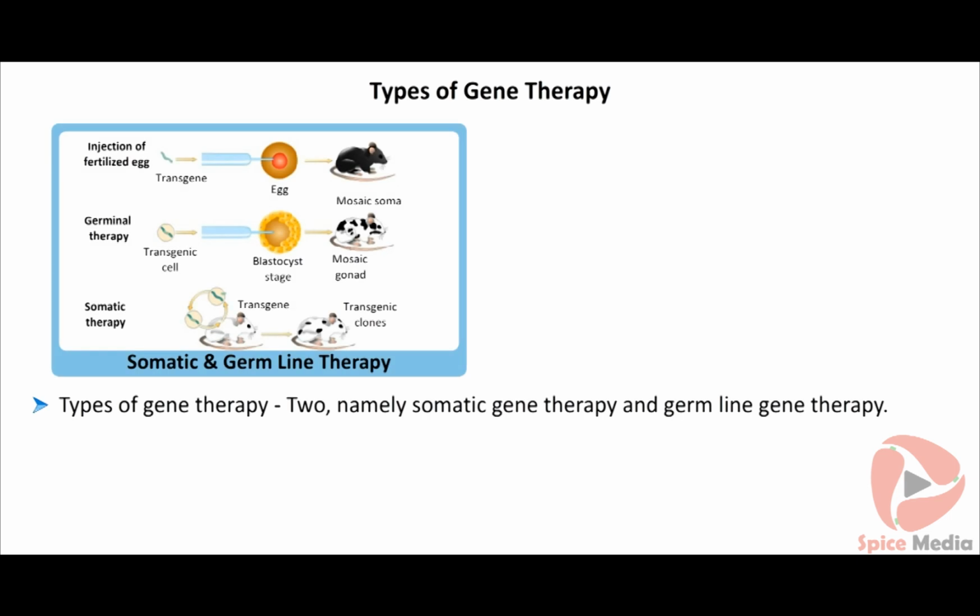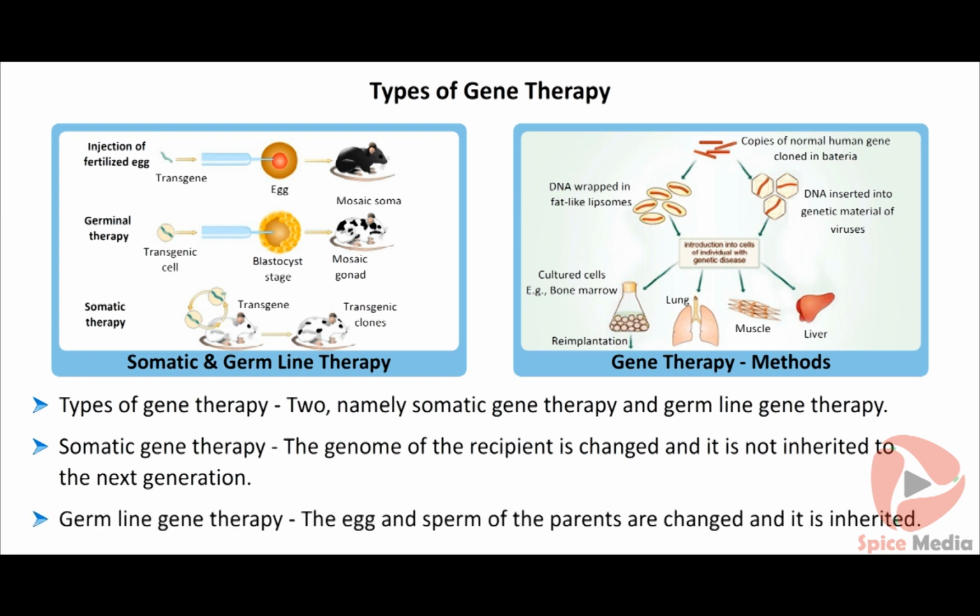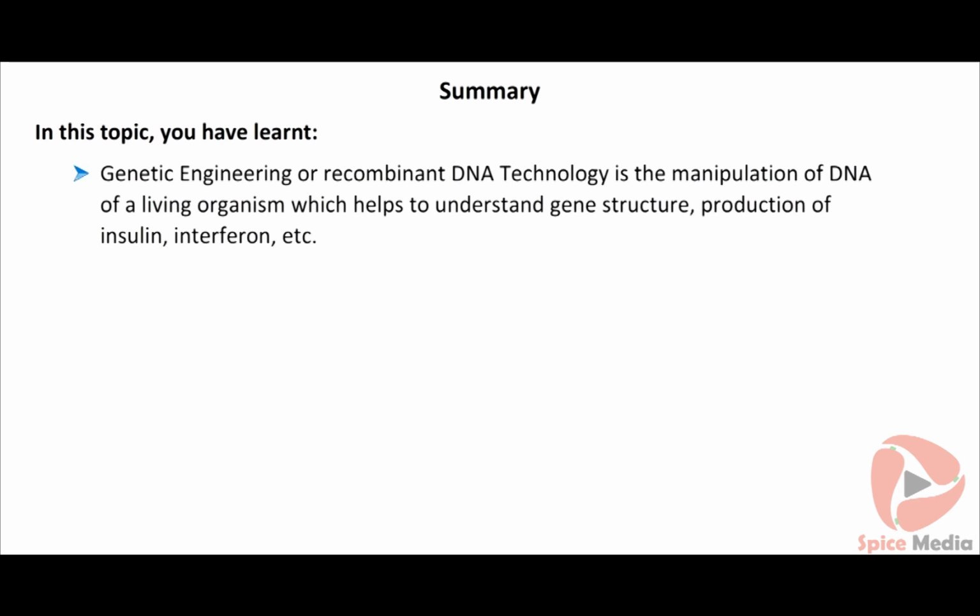There are two types of gene therapy, namely somatic gene therapy and germ-line gene therapy. In somatic gene therapy, the genome of the recipient is changed and it is not inherited by the next generation. In germ-line gene therapy, the egg and sperm of the parents are changed so as to pass the changes to the next generation.